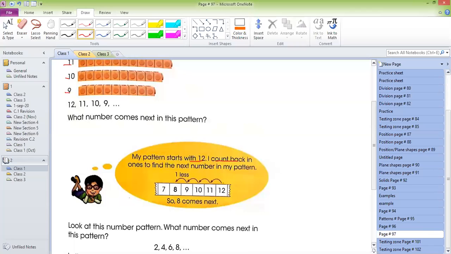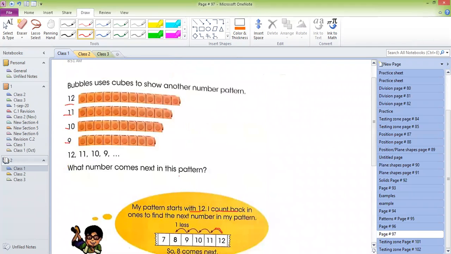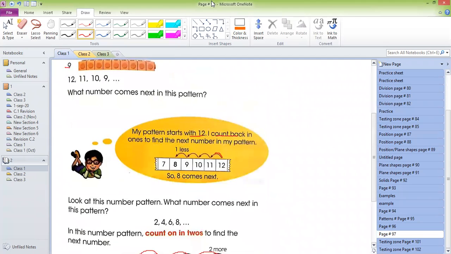Counting back in ones means one less than, go back. One less than 12 is 11. 11 is 1 less than 12. Then again, 10, 1 less, 9, 1 less, 8, 1 less, 7, and 1 less, 6.